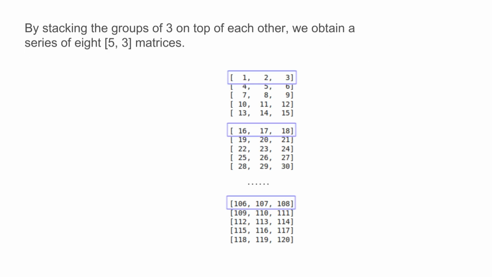Now, by stacking the groups of 3 on top of each other, we get a series of 8 5 by 3 matrices. This means we're organizing our data into 8 layers, each containing a 5-row by 3-column matrix. This kind of transformation is crucial in deep learning when dealing with batch data or multidimensional tensors.